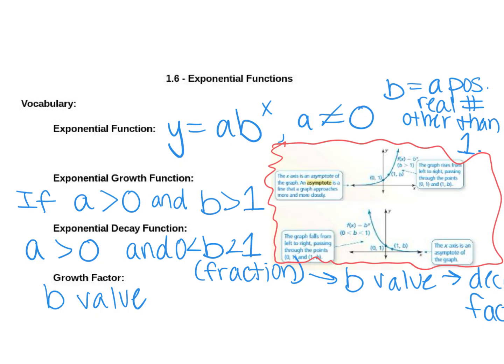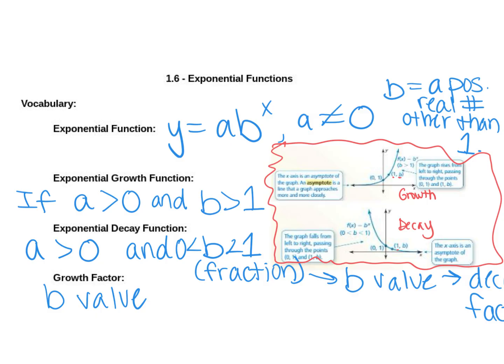So the graph rises when you have an exponential growth function. It rises from left to right, passing through the points (0, 1) and then (1, whatever your b value is). Okay. When you have a decay function, the graph falls from left to right, but it still passes through those same points, (0, 1) and (1, whatever b is). So exponential growth.